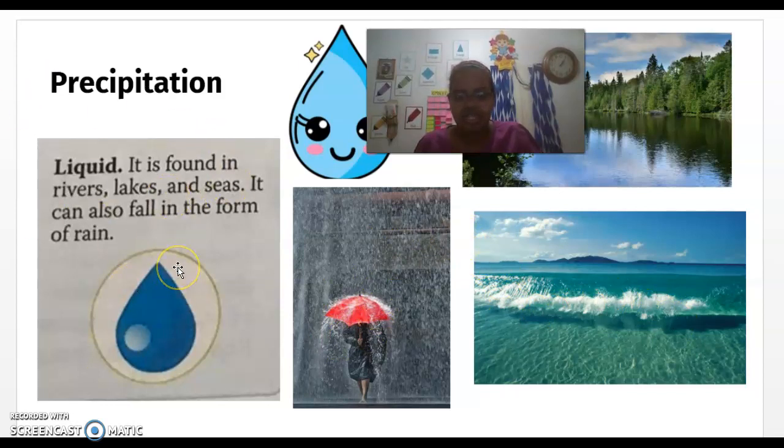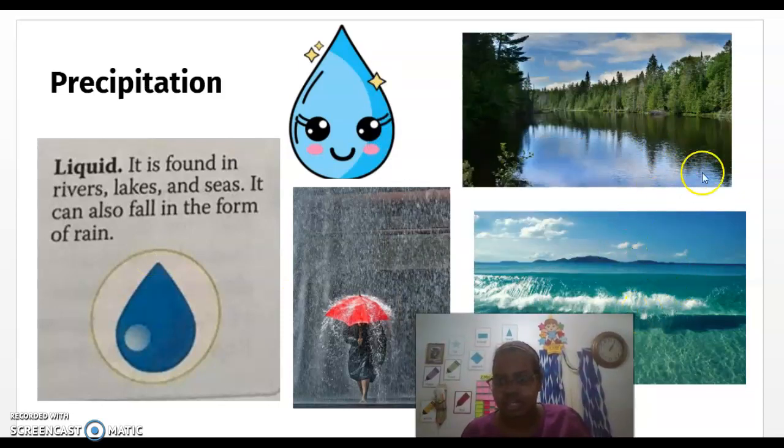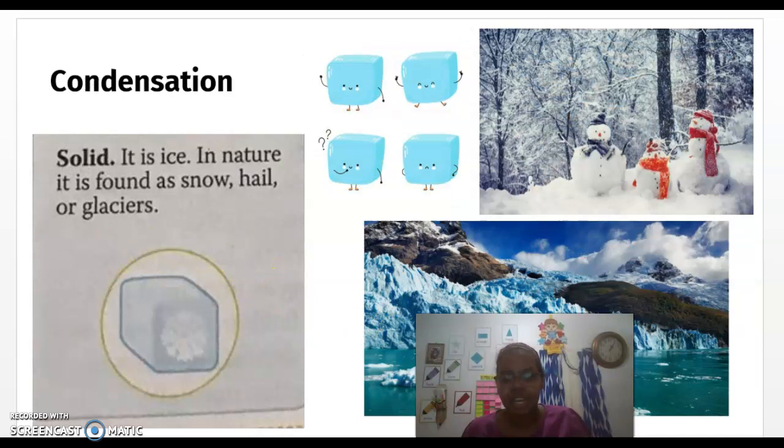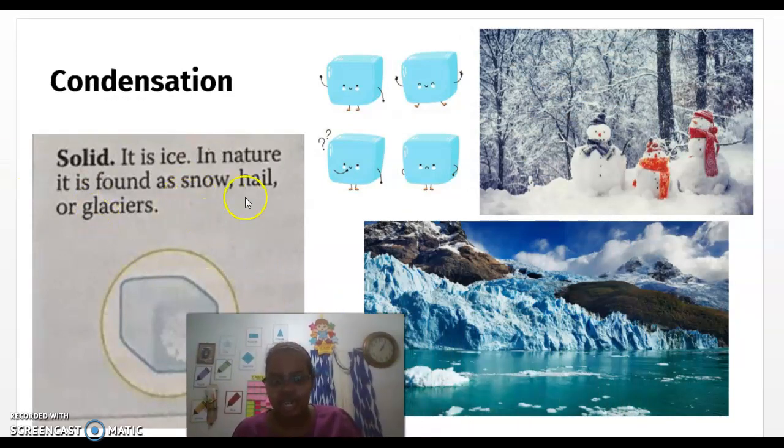Copy this section, please, in your notebook. Write the date and copy this section. So here we have liquid water. Look, in the seas, on the lakes, and in the rain. Then we have the solid state. Solid, like an ice cube. Solid, it is ice. In nature, it is found as snow, hail, or glaciers. So copy this part also.